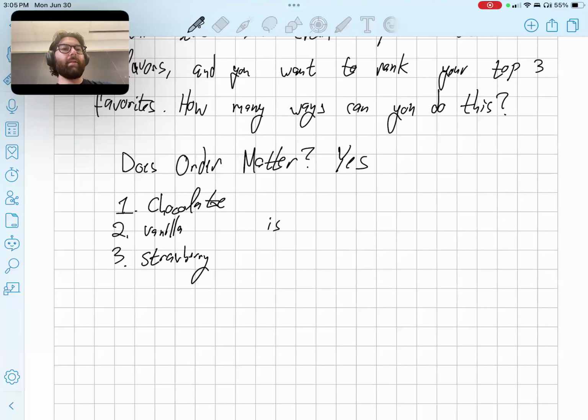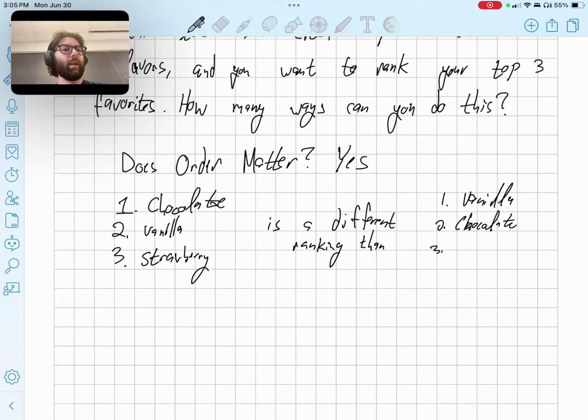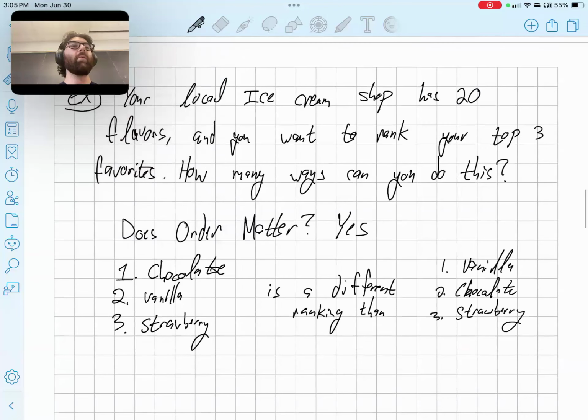this is a different ranking than vanilla, chocolate, and strawberry. By swapping vanilla and chocolate, we've created a different ranking. And whenever you're saying ranking your top 3, that's a very good indication that order does matter. And so here, because order matters, we're doing a permutation.